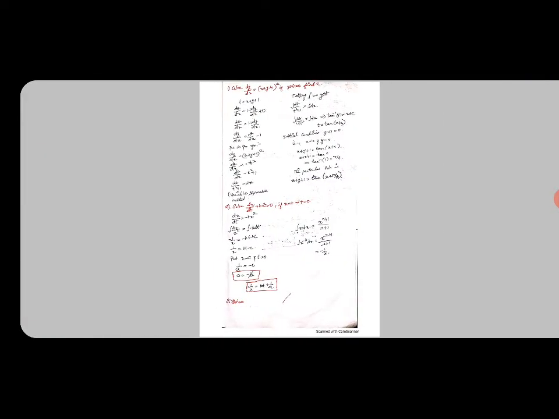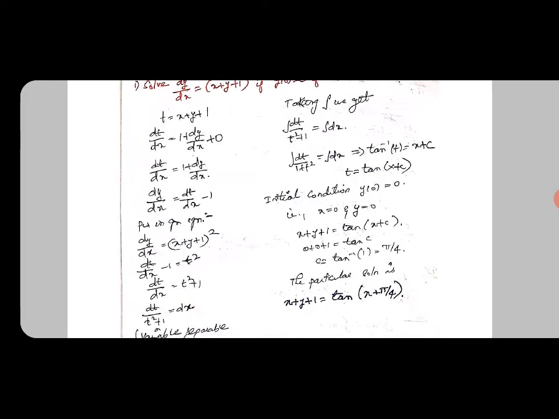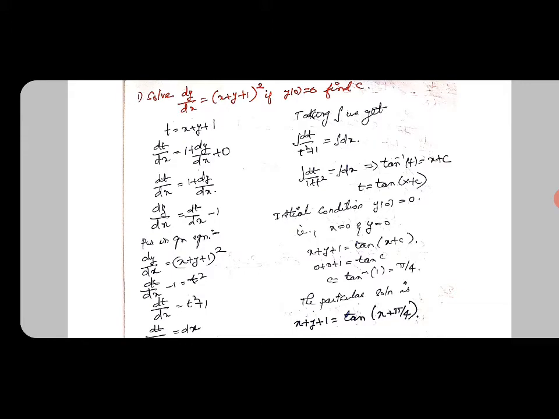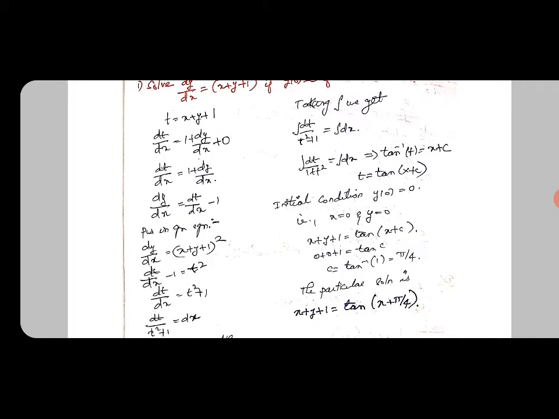We can see some examples of the variable separable method. First one: solve dy by dx is equal to (x plus y plus 1) the whole squared, if y is equal to 0, and find c. First of all, we take t is equal to x plus y plus 1. Differentiating with respect to x on both sides, dt by dx is equal to 1 plus dy by dx, since the constant differentiates to 0.